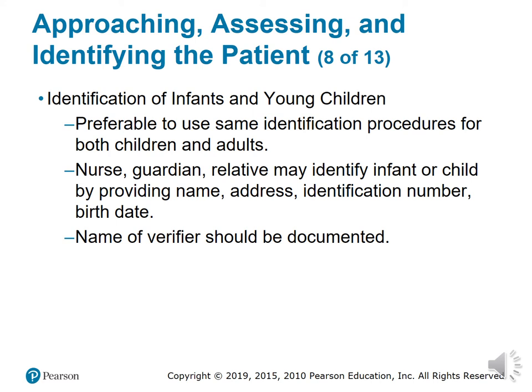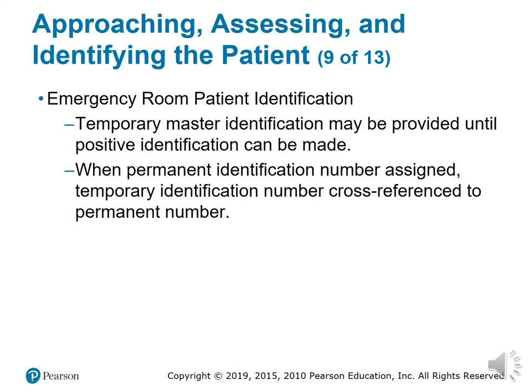Preferable to use sample identification procedures for both children and adults. A nurse, guardian, or relative may identify an infant or child by providing name, address, identification number, and birth date. The name of the verifier should be documented. Right. Temporary master identification may be provided until positive identification can be made. When a permanent identification number is assigned, the temporary identification number is cross-referenced to the permanent number.